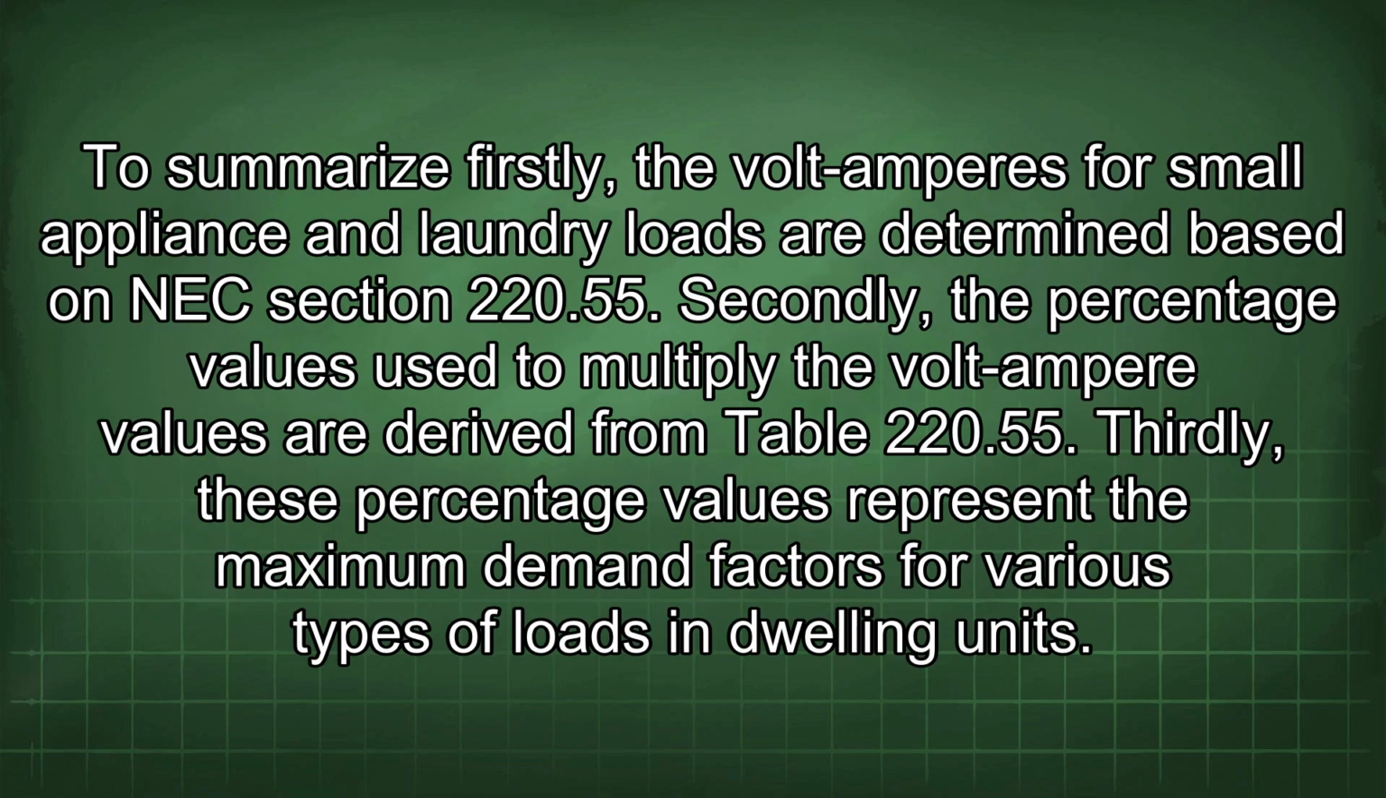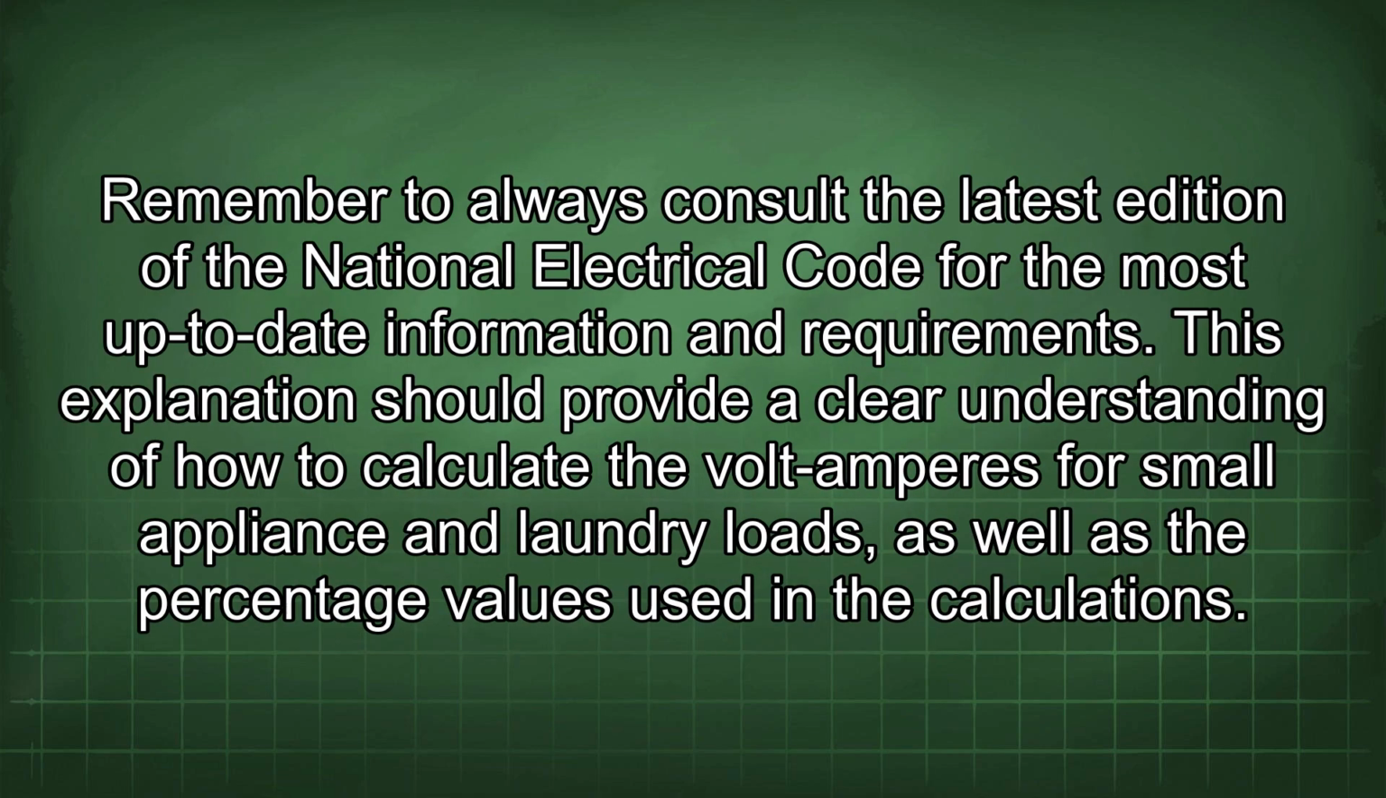To summarize, firstly, the volt-amperes for small appliance and laundry loads are determined based on NEC section 220.55. Secondly, the percentage values used to multiply the volt-ampere values are derived from table 220.55. Thirdly, these percentage values represent the maximum demand factors for various types of loads and dwelling units. Remember to always consult the latest edition of the National Electrical Code for the most up-to-date information and requirements.